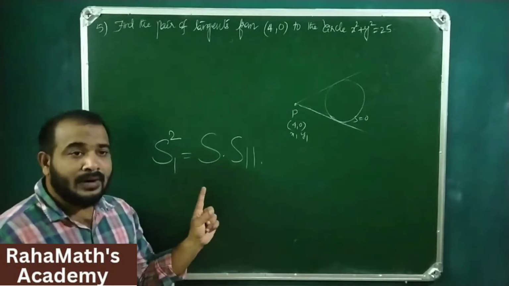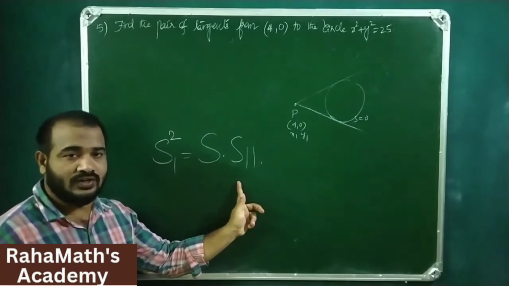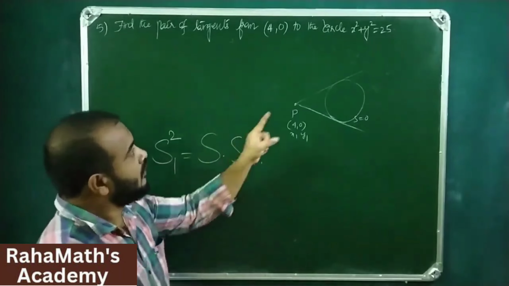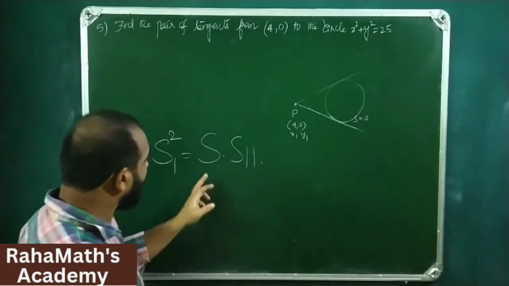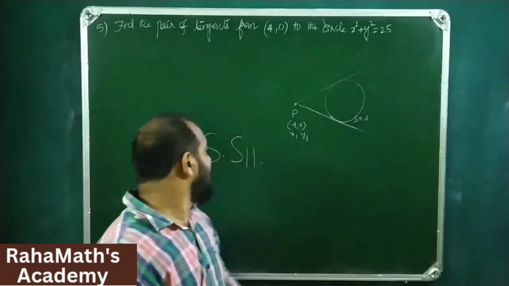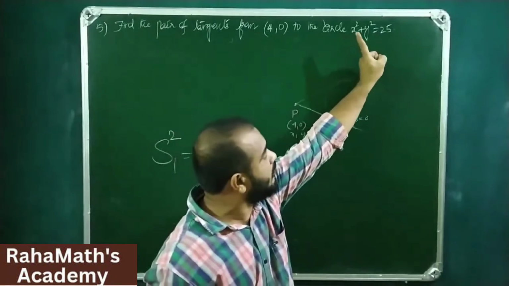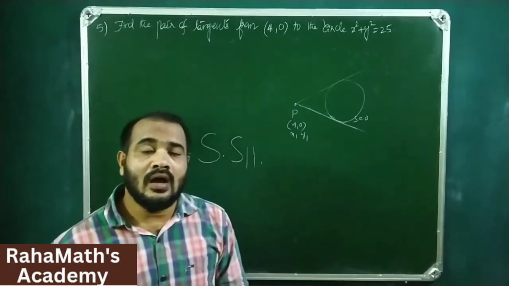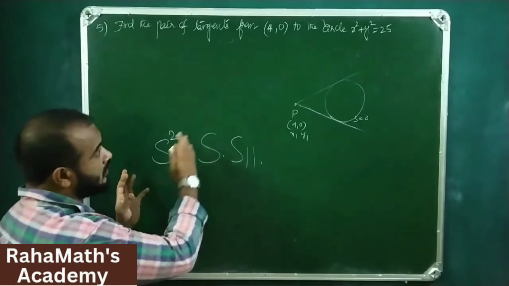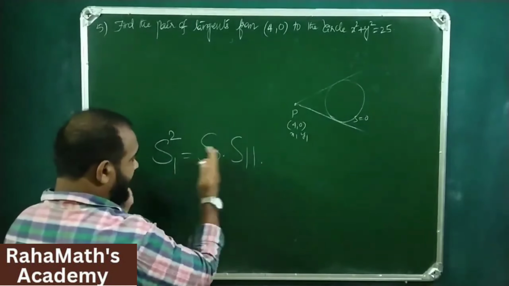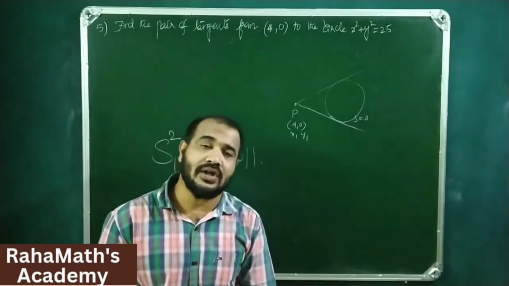So this is the combined pair of tangents we are getting: S1 square equals S into S11. What is S1? xx1 plus yy1 minus 25. S means this circle. S11 is simply substituting the point x1, y1 in this: x1 square plus y1 square minus 21. If I substitute this point and circle in this, then this is the combined pair of tangents we are getting.